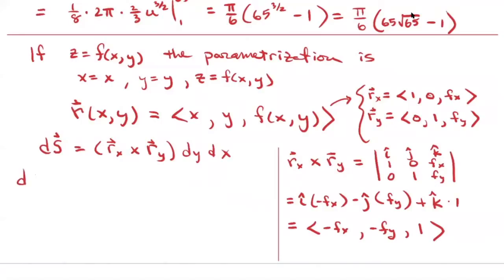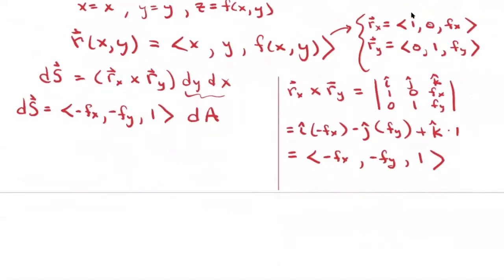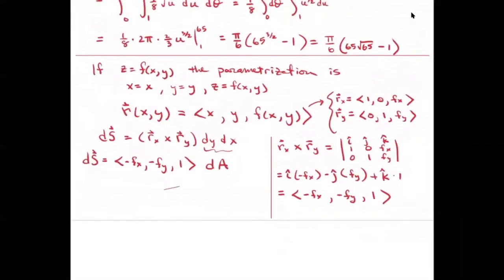So ds is equal to negative fx, negative fy, 1. Dy dx we'll just call dA. I sort of want to do a little bit of a picture here. I want that parallelogram, but I also want that unit normal. So I'm just going to have to do that on the next page, I guess.